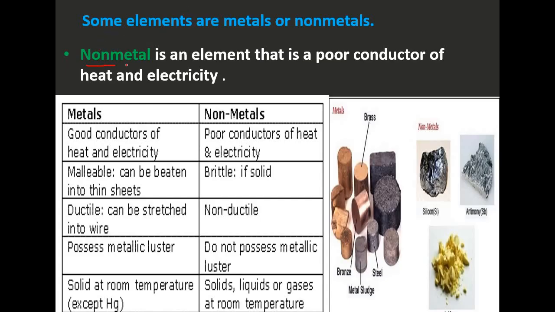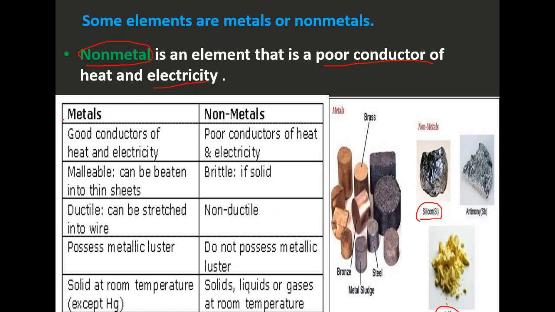What's meant by non-metal? Non-metal is an element that is a poor conductor of heat and electricity, while metal is a good conductor of heat and electricity, like iron. Non-metal is an element that is a poor conductor of heat and electricity, like silicon and sulfur. Silicon and sulfur are non-metals.